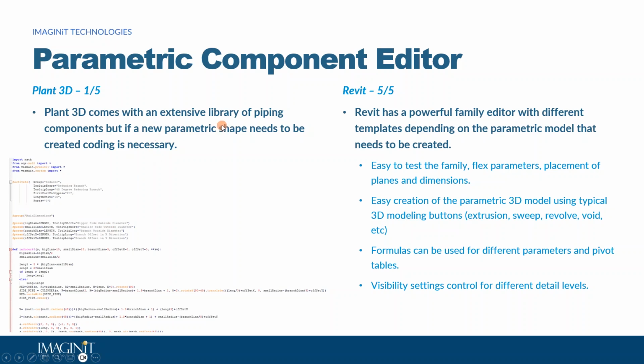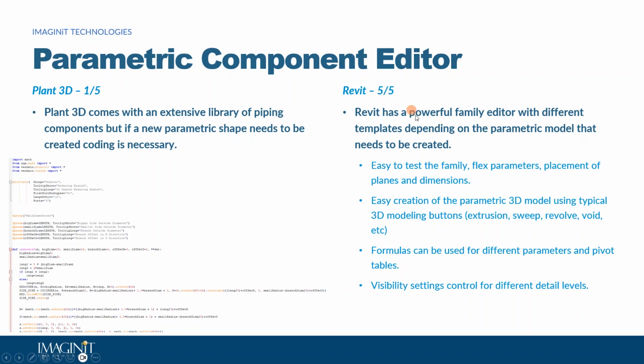So you might want to use a parametric component instead of a static component if, for example, there are many different variations. One single Plant 3D part, like a T or a reducing T, could have hundreds of components. A 10-inch T could reduce to 2 inches, 4 inches, 6, and so on. So instead of adding hundreds of static components, you might want to create that parametrically. In Plant 3D, you'll be looking at doing some coding.